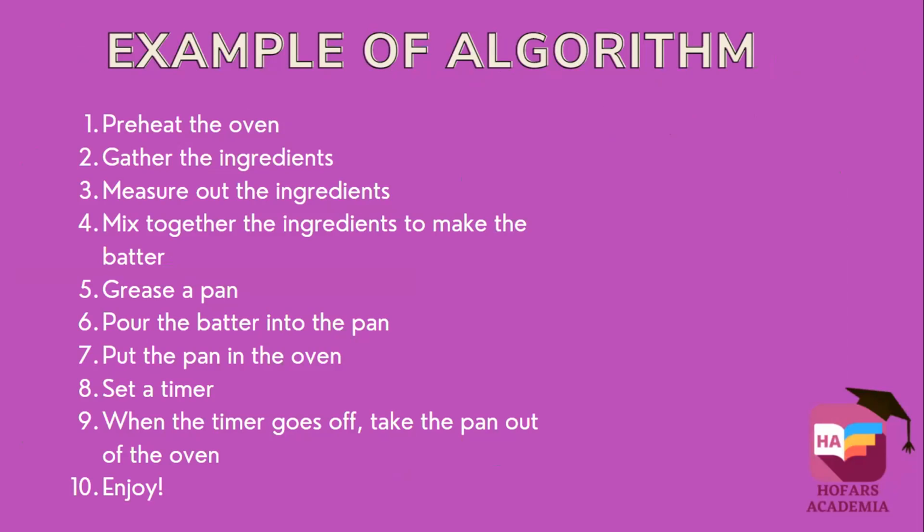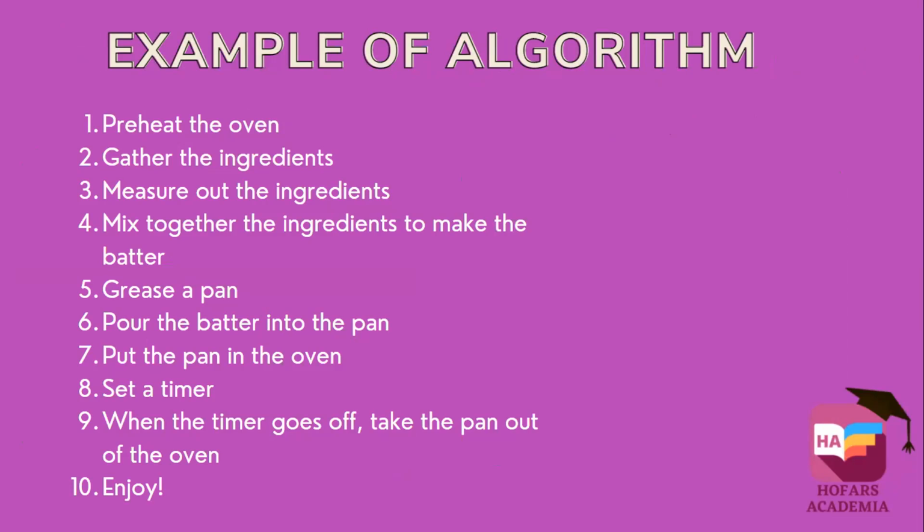So this is a very basic example of how you can bake anything in oven. So what would be the steps for doing it? The first step would be preheat the oven. Second thing, you will gather the ingredients for your recipe. You will measure the ingredients to be added. Then you will mix it together to make the batter.